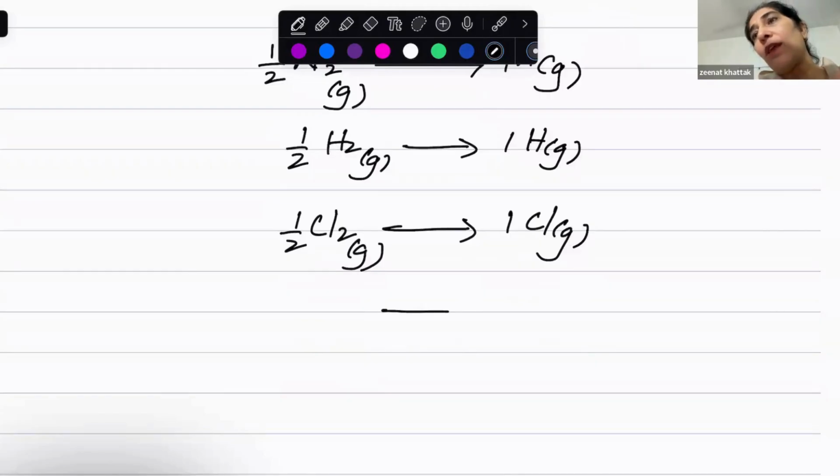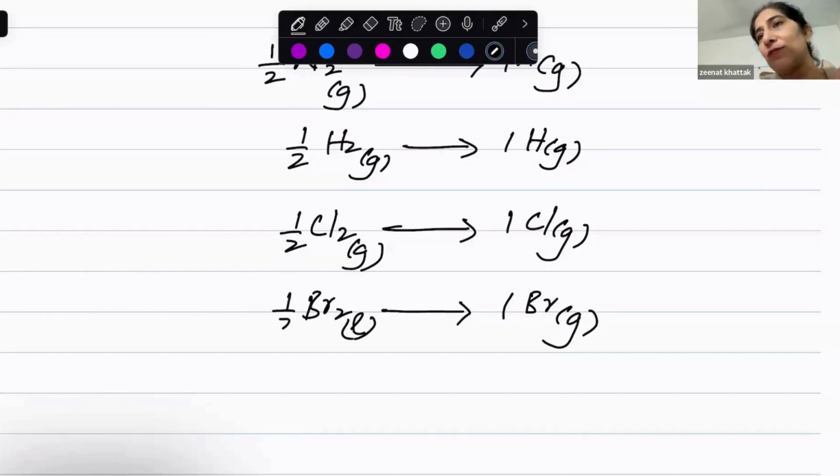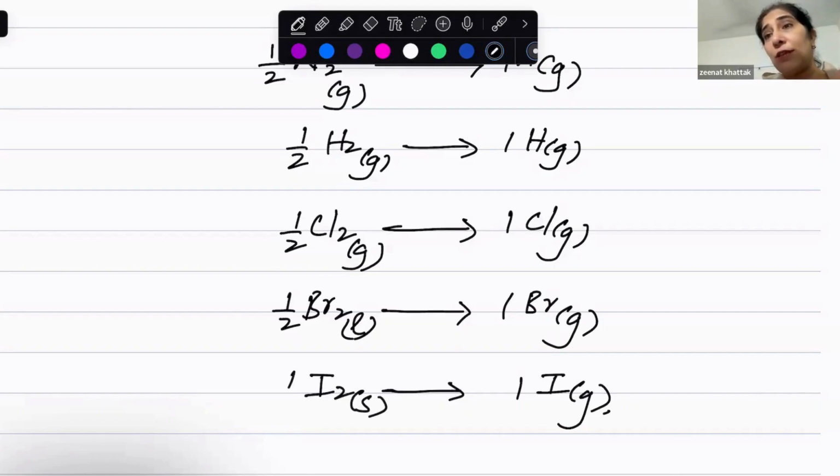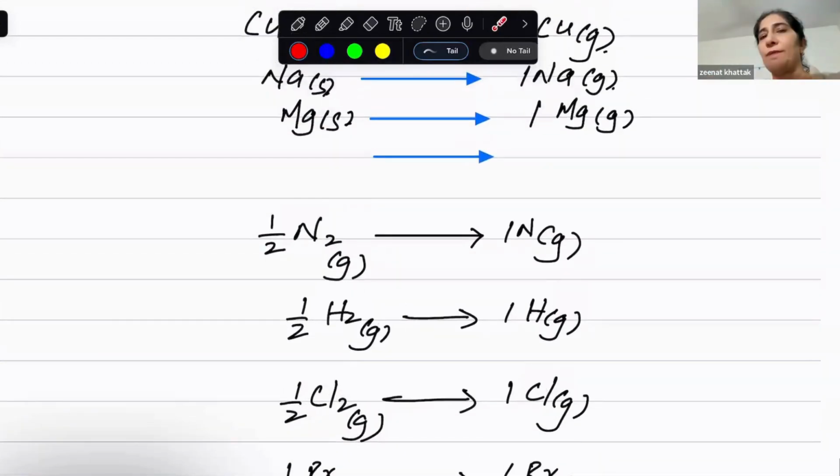And now liquid, some liquid, like what? 1 mole of bromine atom from bromine liquid, elemental state. 1 mole of iodine from iodine solid. So you are actually making 1 mole of atom from its element.